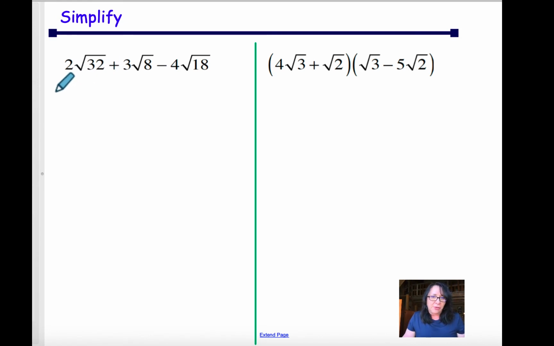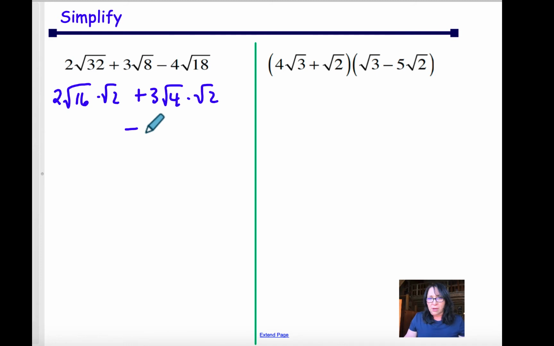2 root 32, so that's going to be 2. Think perfect square. So I'm thinking 16. So 2 times root 16 times root 2, plus 3 times root 8, which is root 4 times root 2, and then minus 4 root 18. So 4 times root 9 times root 2. Okay, so just simplifying these as best you can.